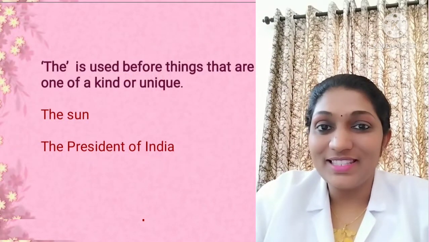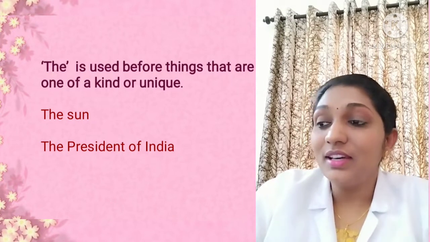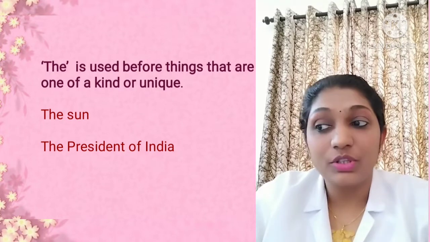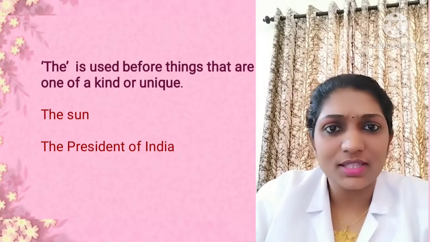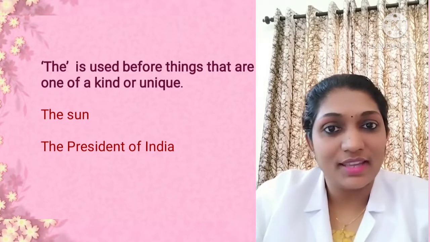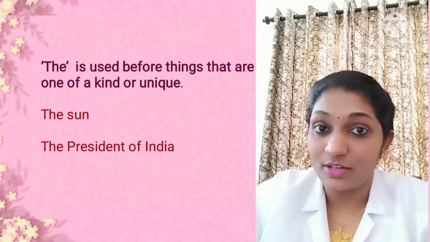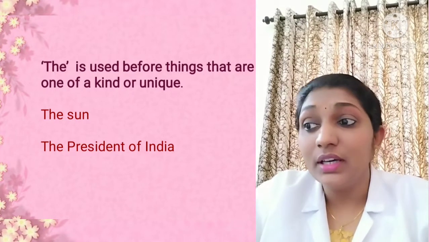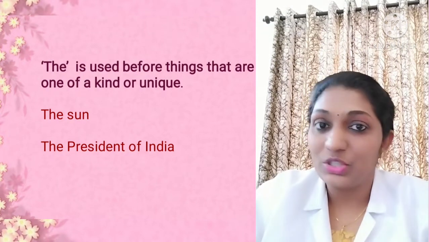Now dear students, let us take the use of the definite article the. The is used before things that are one of a kind or unique. For example, the sun, the President of India. The sun, only one sun is there, isn't it? The President of India, only one person is referred to as the President of India. That is why we are using the. So, the is used before things that are one of a kind or unique.